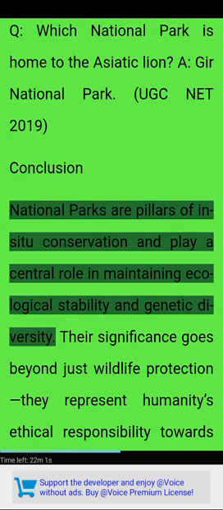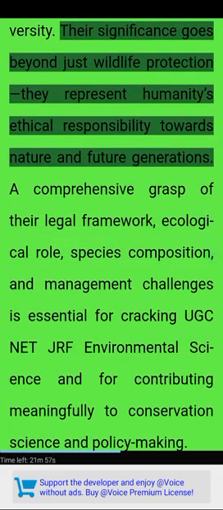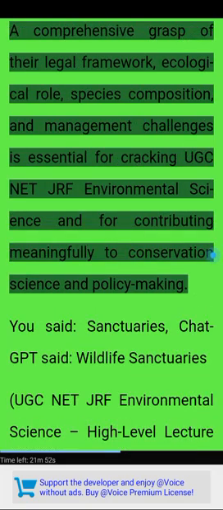Conclusion. National parks are pillars of in situ conservation and play a central role in maintaining ecological stability and genetic diversity. Their significance goes beyond just wildlife protection. They represent humanity's ethical responsibility towards nature and future generations. A comprehensive grasp of their legal framework, ecological role, species composition, and management challenges is essential for cracking UGC NET JRF Environmental Science and for contributing meaningfully to conservation science and policymaking.